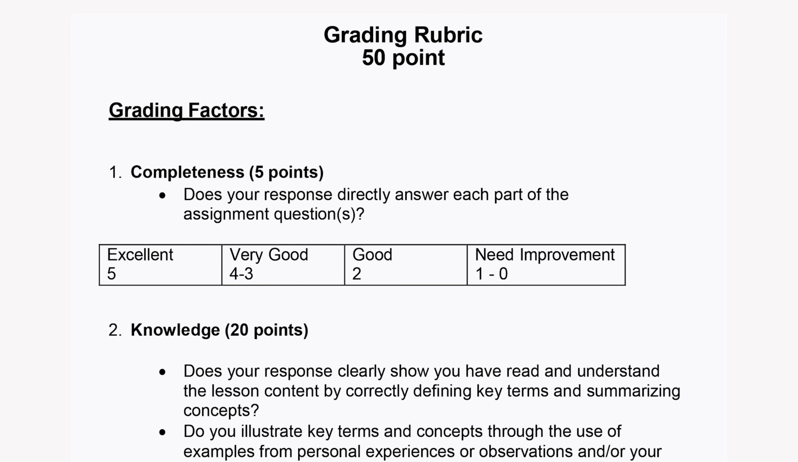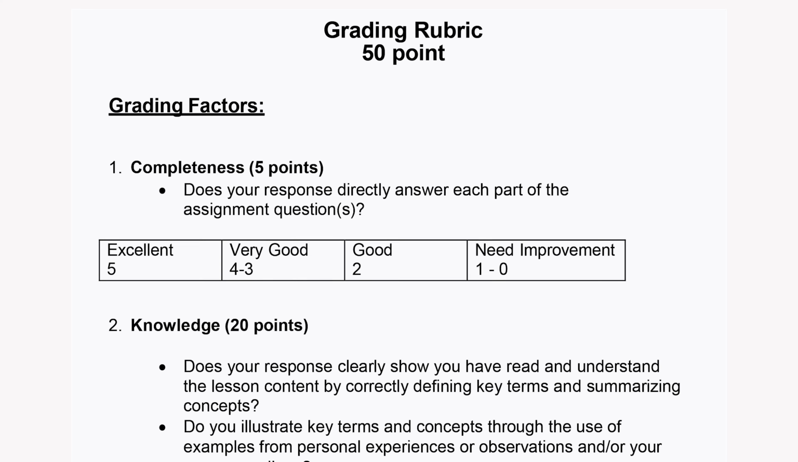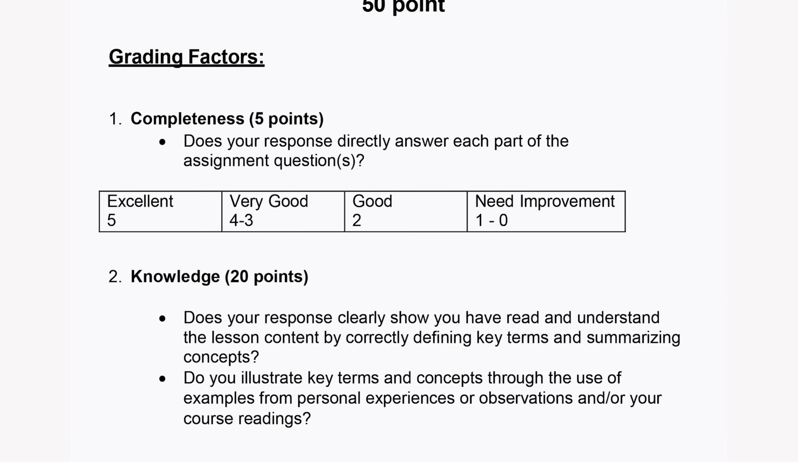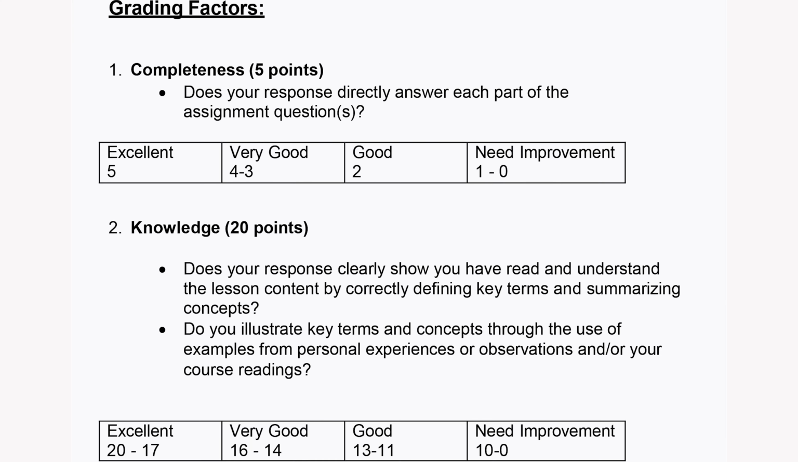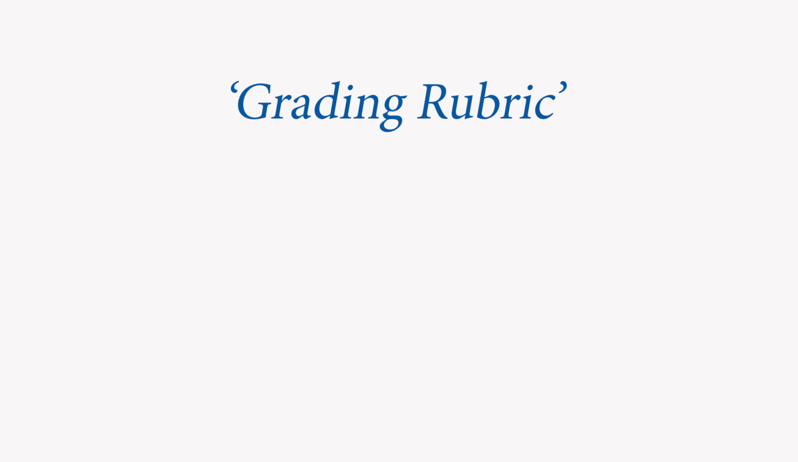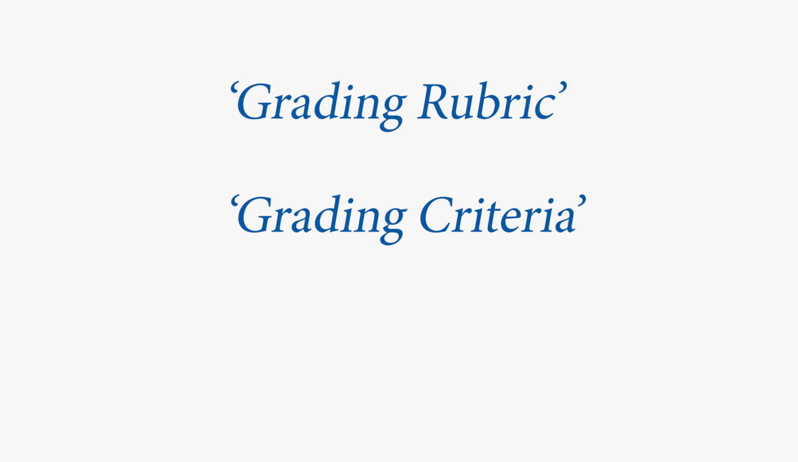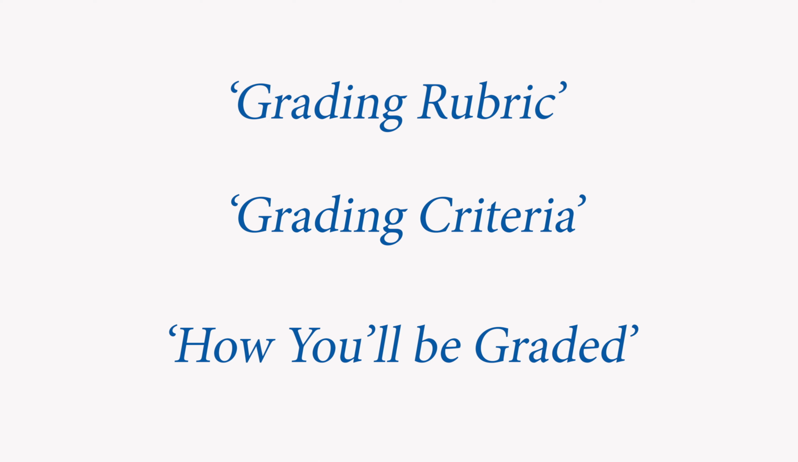As you navigate your Rio courses, you may notice a rubric show up in your assignments. Rubrics are grading tools that provide students with information about what is expected of them on an assignment. Sometimes it will be labeled grading rubric, or you might see it called grading criteria, or maybe it will appear as a section titled How You'll Be Graded.